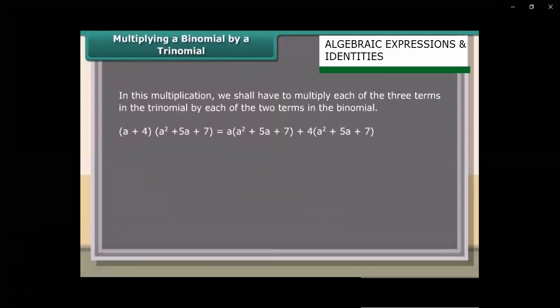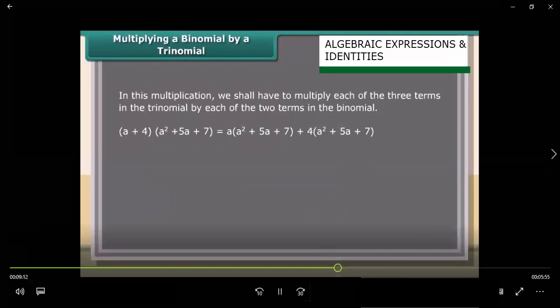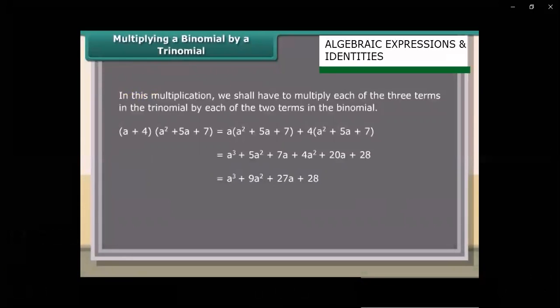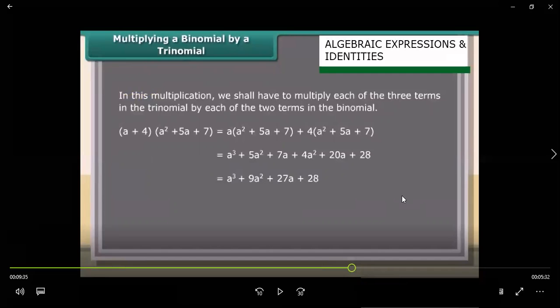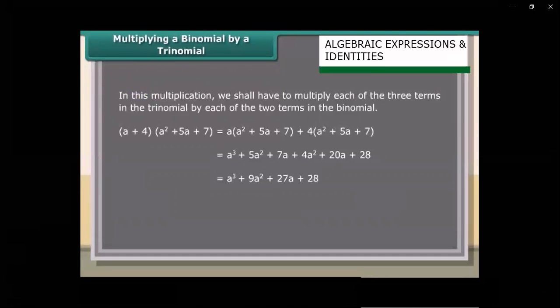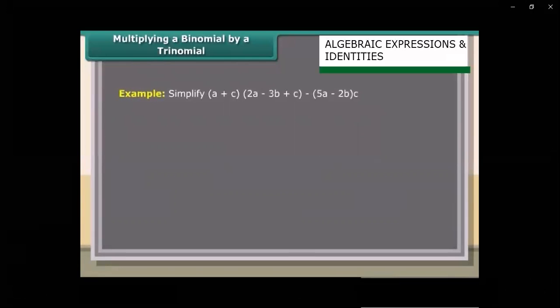After that, you have to multiply and open the brackets. Let's see what we get after simplification. After simplification, we get a cube plus 5a square plus 7a plus 4a square plus 20a plus 28. Further, we simplify: you can add 5a square plus 4a square, and we get 9a square. Then we have a cube as one term, plus 9a square plus 27a plus 28. In this way, we can simplify the multiplication of a binomial by a trinomial.